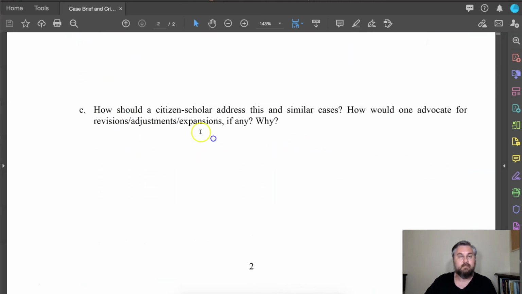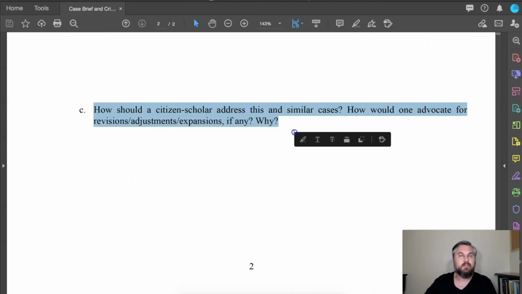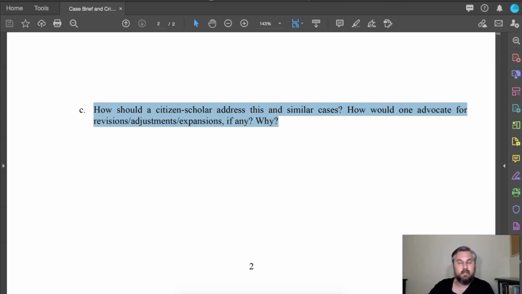And then finally, if you were a citizen scholar, how would you handle this case? How would you advocate for revisions or adjustments to the law? Are there expansions that you would want to see? And are there ways in which you might want to see the case changed in some very important respects, not just from the holding itself, but also from the Constitution's perspective, from the legislator's perspective? What new laws would you want to see passed? And if there's problems with the Constitution, what would you want to see amended?